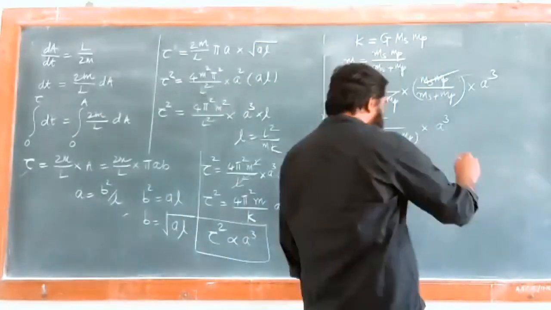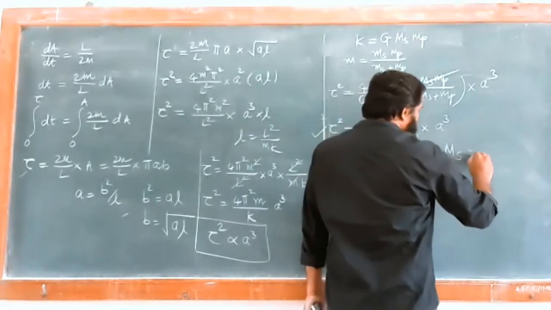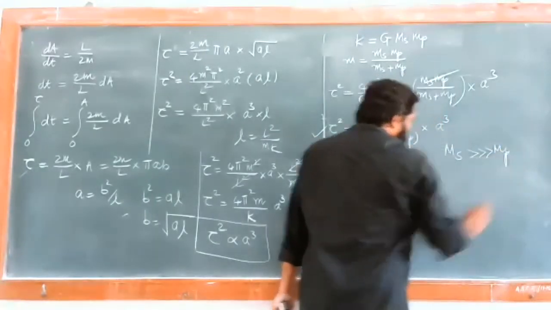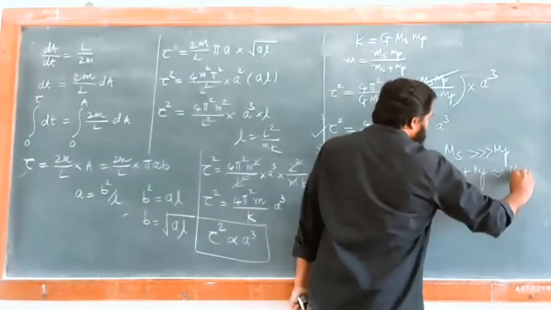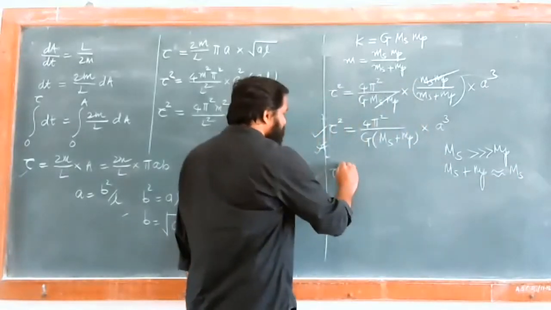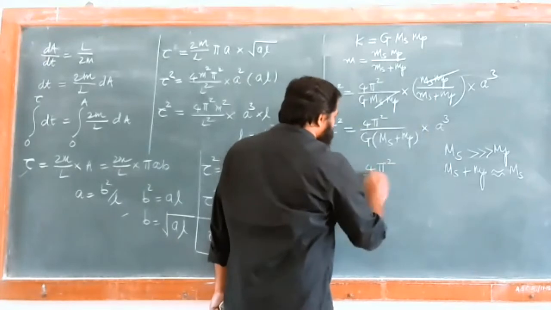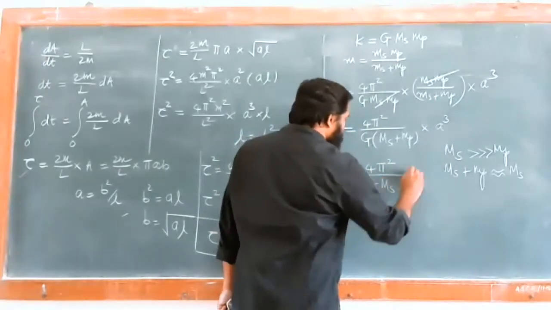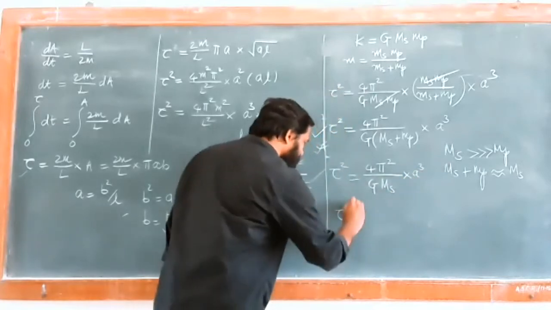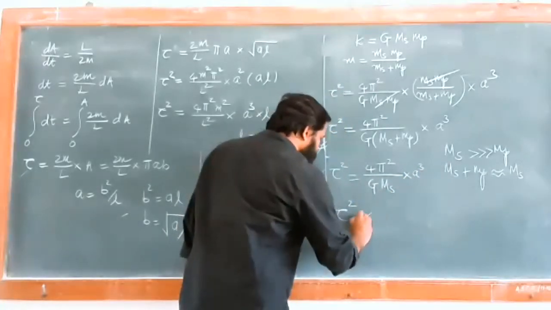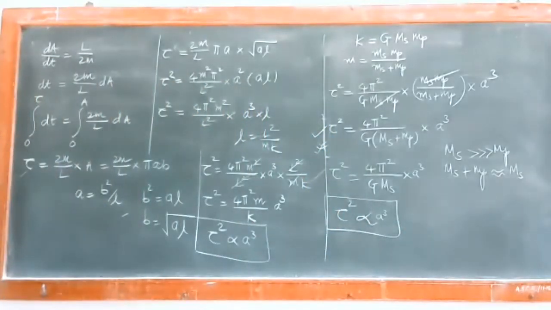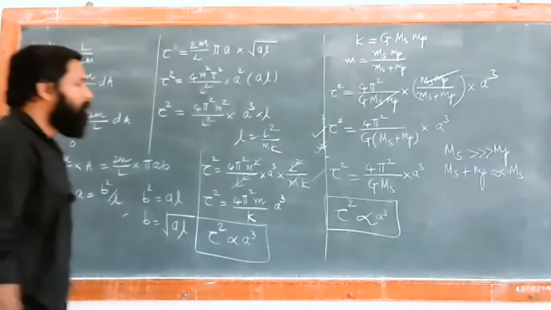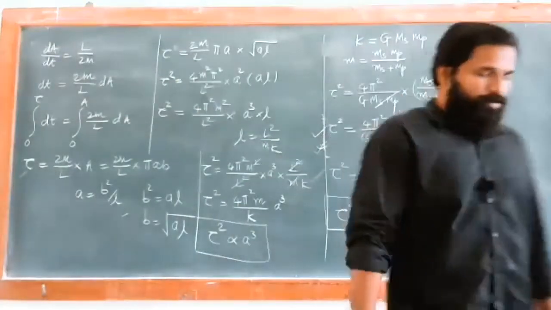The conditions are like this. The mass of sun is very much greater than the mass of planet, so ms plus mp is approximately equal to the mass of sun. So I can write that tau square is equal to 4 pi square divided by G into ms, multiplied by a cube. Or you can write that tau square is proportional to a cube. Again the same thing: the square of the period of the planet is proportional to the cube of the semi-major axis. So tau square is directly proportional to a cube.